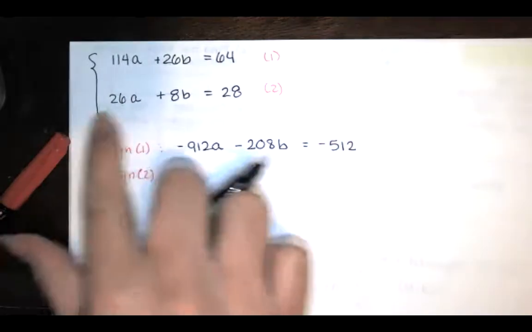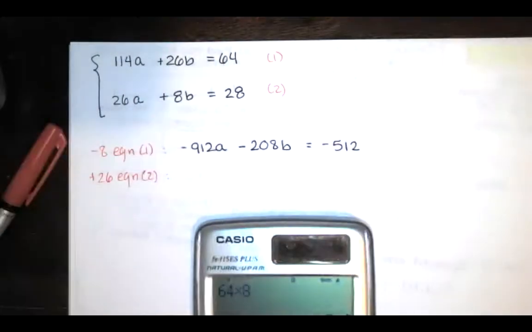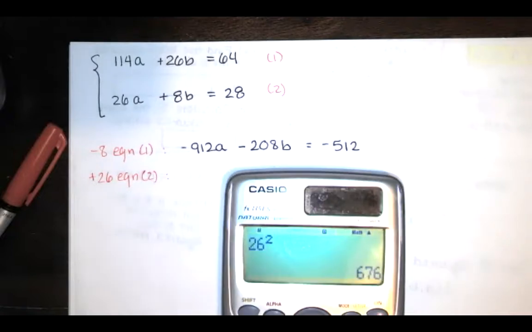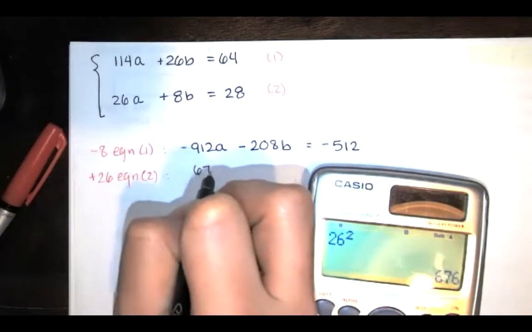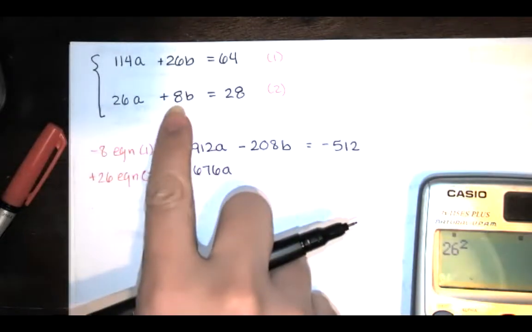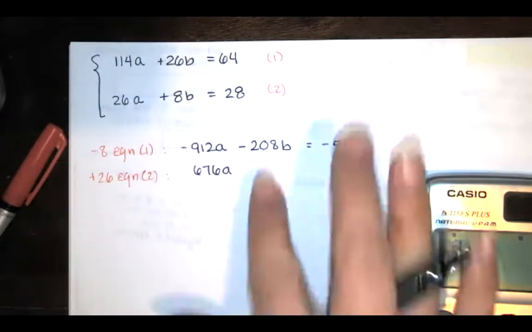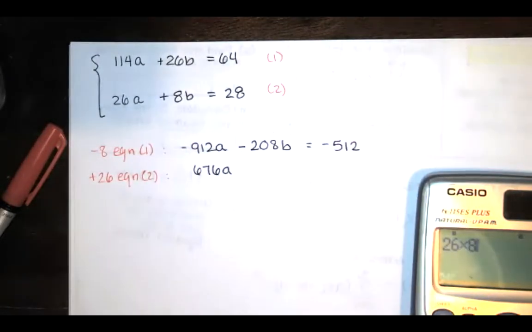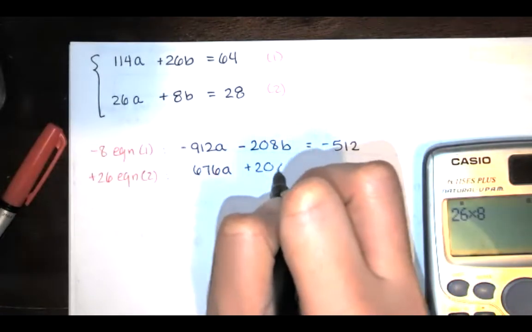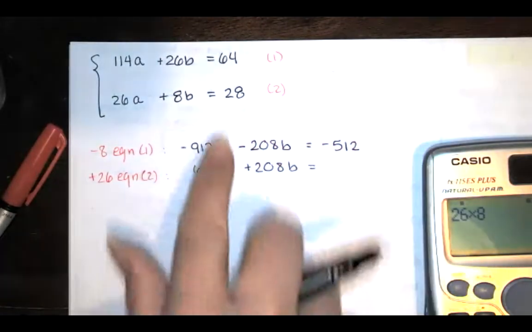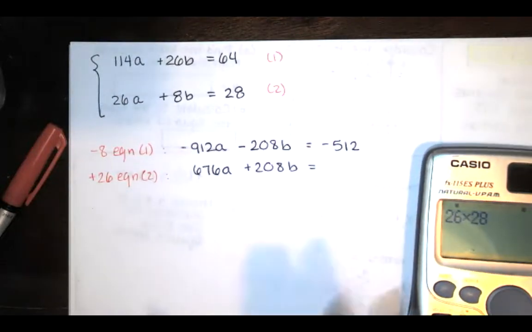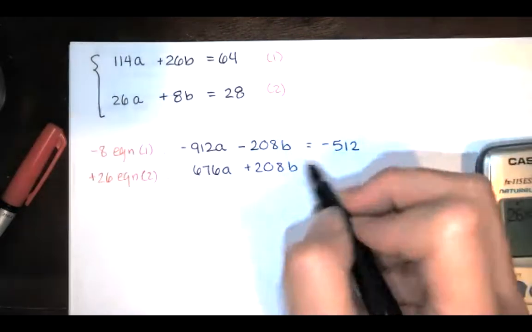Okay. And then down here, we're multiplying the equation by 26. So we have 26 times 26, or 26 squared, which is 676. And then we'll have 26 times 8, which should be 208. If I typed it in correctly last time, yep. And then 26 times 28, 728.